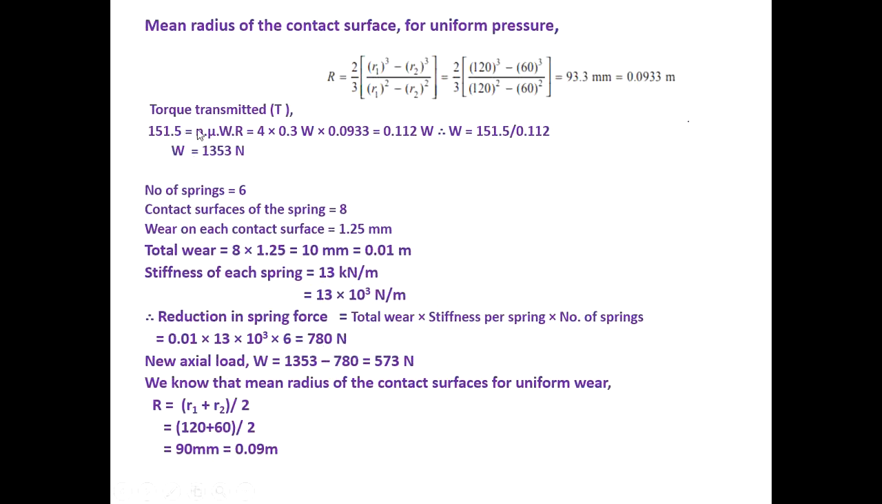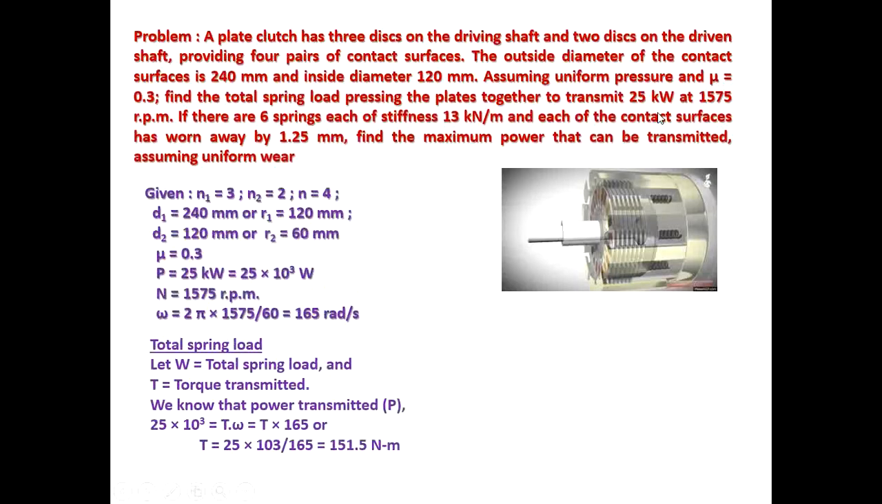So the net axial load will be reduced. The total axial load is 1353 Newton and 780 Newton of spring force will be acting on that. Therefore the net axial load is 1353 minus 780, which gives us 573 Newton. Using this W we have to calculate the total torque acting on it. Now we come to the uniform wear theory.